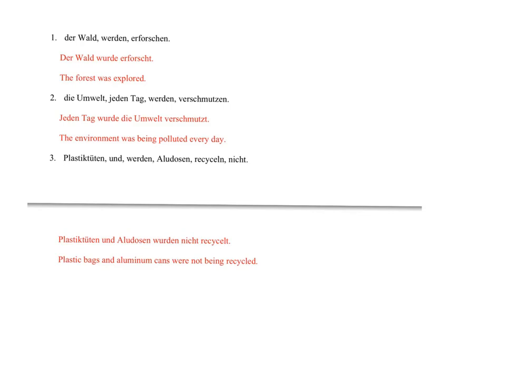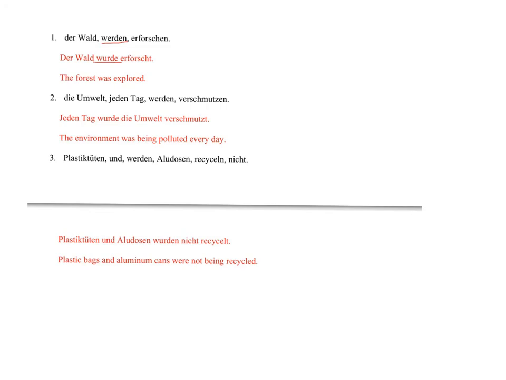So to finish off, some practice sentences using the passive voice in the past tense. The first one, der Wald werden and erforschen. If you remember, this was the same one we had a couple days ago when we used the present tense. So instead of werden becoming wird, that would be present tense, that it is being explored. Now we're using the past tense, wurde, and singular forest, so singular form of wurden. Der Wald wurde erforscht, the forest was explored.